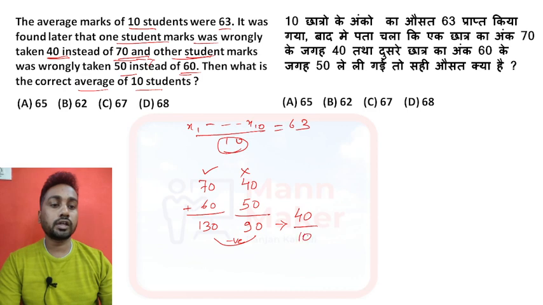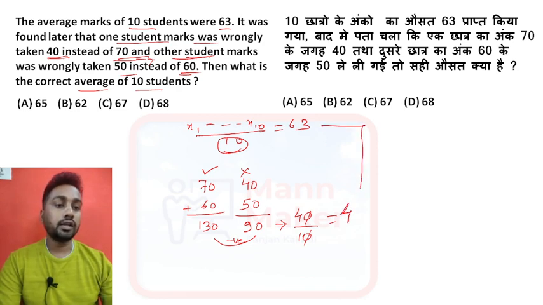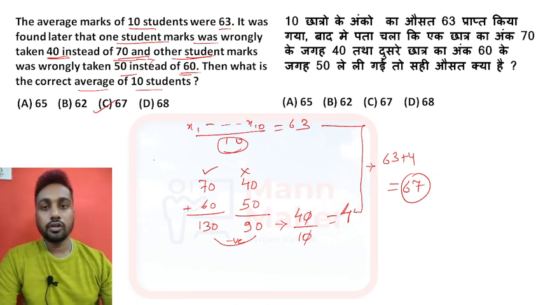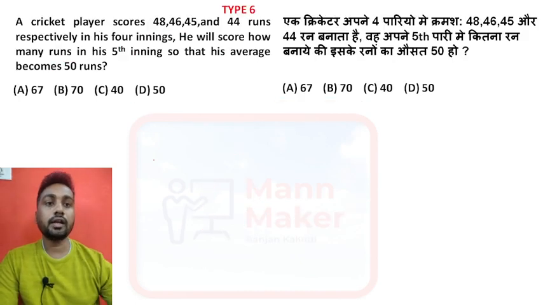And there are total 10 students, so the zeros get cancelled and it will come 4. There is a change of 4 marks. So to find the correct mean, we do 63 plus 4, which is 67. So option C is the right answer. Likewise you need to solve this type of question in an easy way. Do not make it more complicated and calculative.